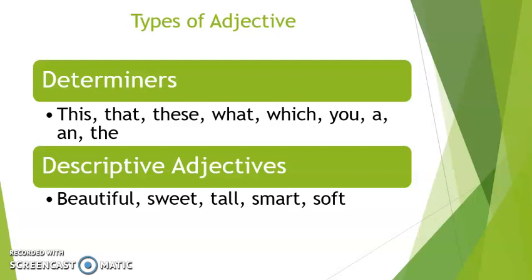The cake is sweet. Here again we have is, which is a linking verb connecting the noun cake and the adjective sweet. So words that have descriptive quality are called descriptive adjectives. So we have two types of adjectives, determiners and descriptive adjectives.